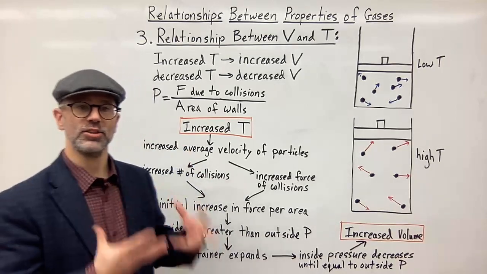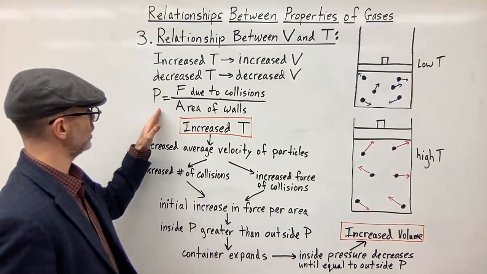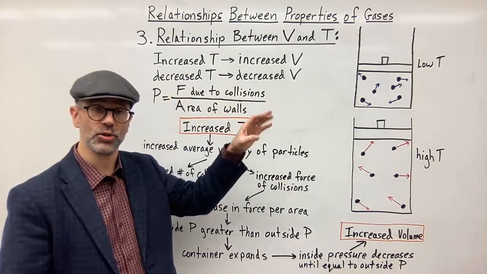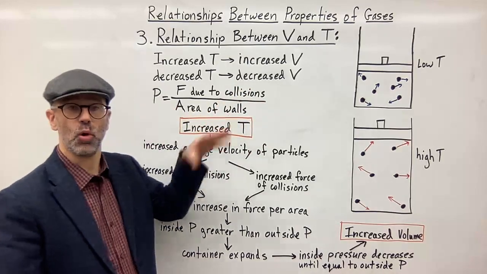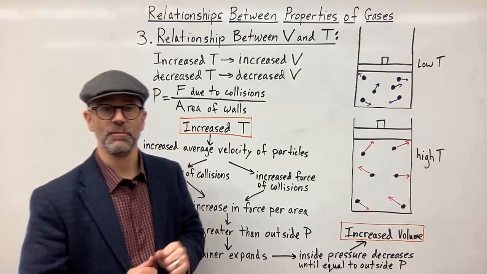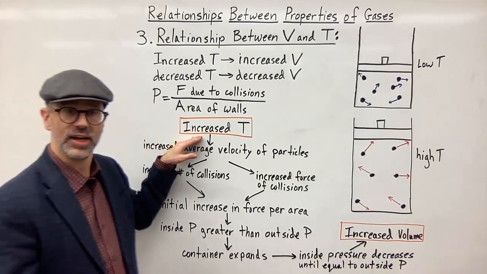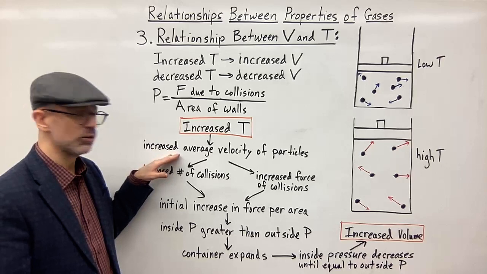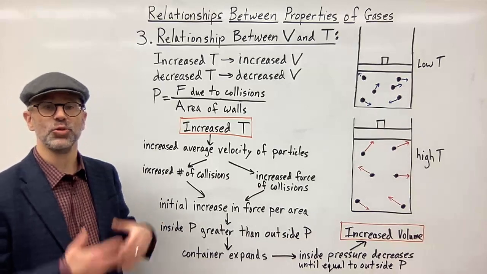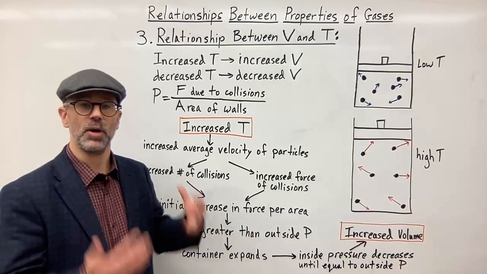So why is that? Let's look again at our definition of pressure. Pressure is force divided by area, the force due to collisions of the particles divided by the area of the walls of the container. So how much force is applied to a given area. What happens when we increase temperature? Like before, that's going to increase the average kinetic energy, which is related to the average velocity of the particles. So increasing temperature increases the average velocity of the particles.